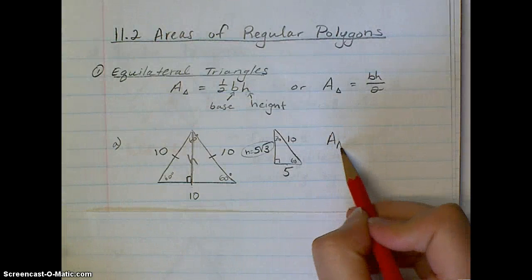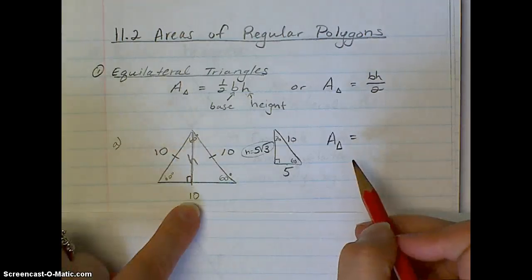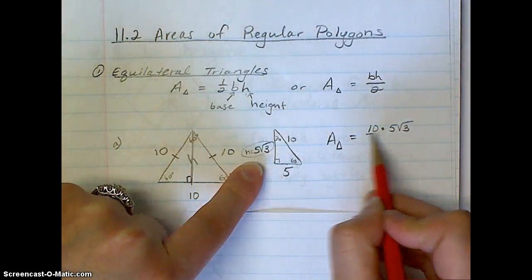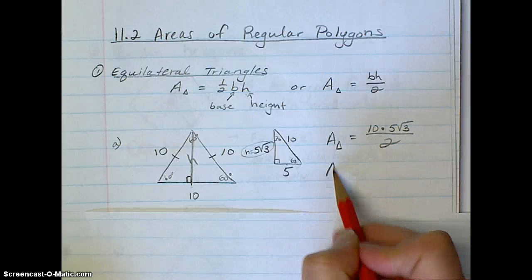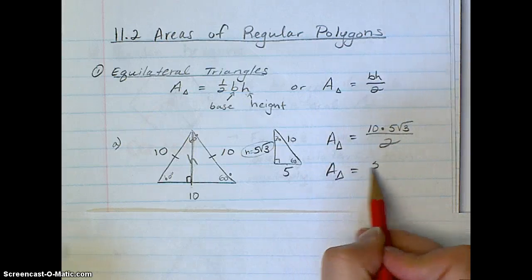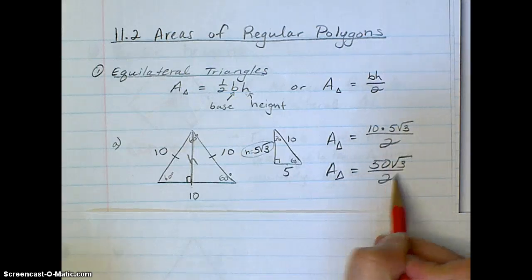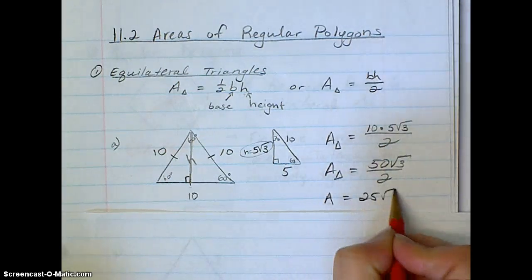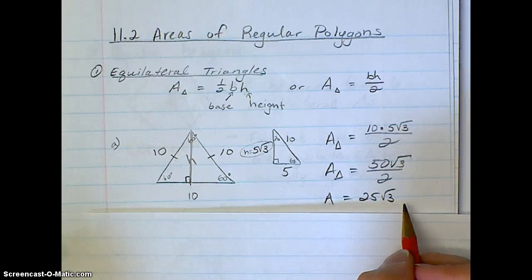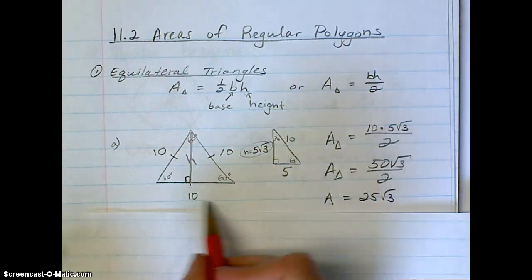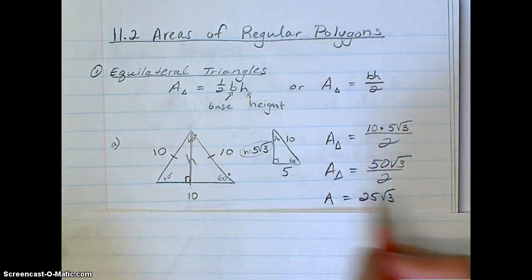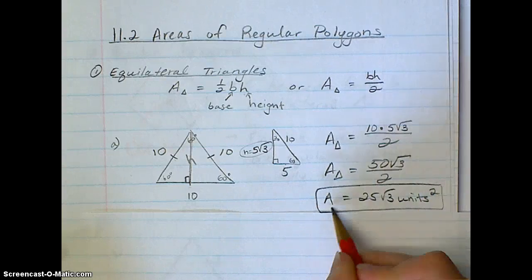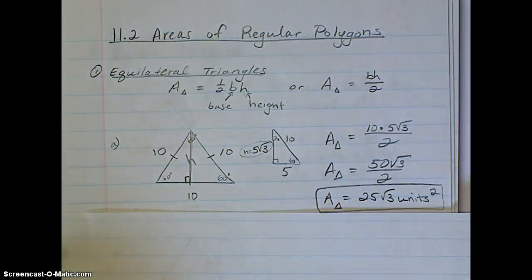So now I can find the area of this triangle: the base, which is 10, times the height, 5√3, all divided by 2. So the area of this triangle would be 50√3 over 2, which simplifies to 25√3. Now, it's important to make sure you include units. Since this problem didn't have inches or centimeters, we just write the words units squared, because area of any shape is always squared.